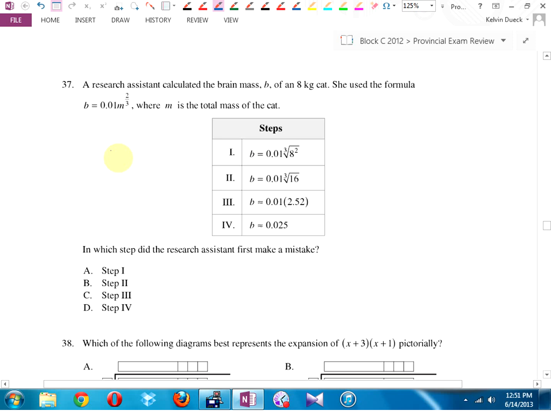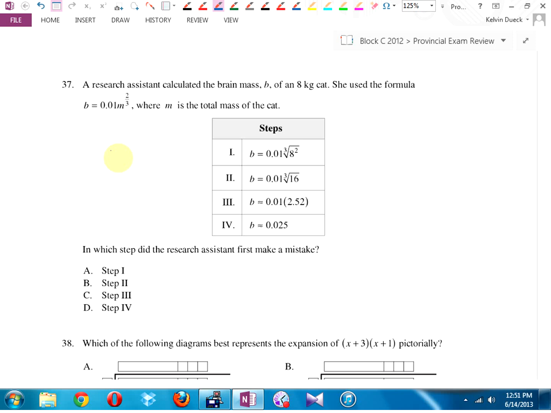Number 37, a research assistant calculated the brain mass B of an 8-kilogram cat. She used the formula, see the equation, where M is the total mass of the cat. What's M? The mass of the cat. What do you measure mass in? Units. You know how I know kilograms? Is there a number that has kilograms after it? See it?